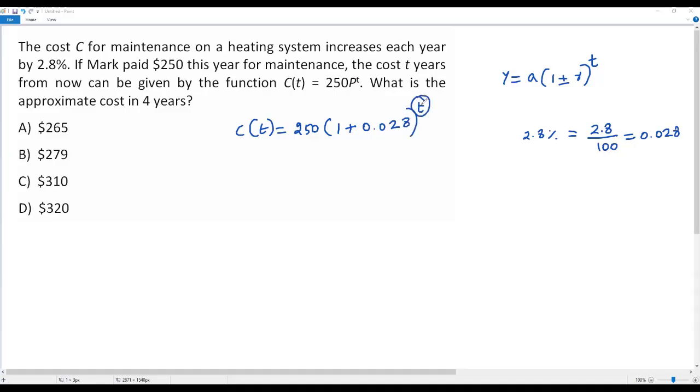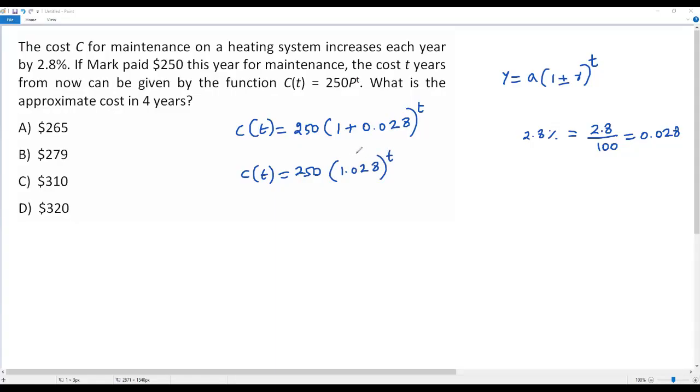Here t represents years, because our question clearly says cost t years from now. Okay, let me write this. C of t equals 250 times, when I add 1 and positive 0.028, I get 1.028 raised to the power of t.